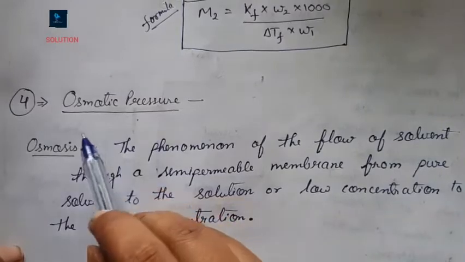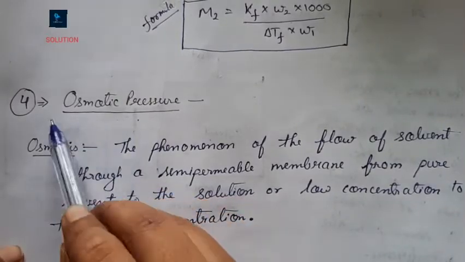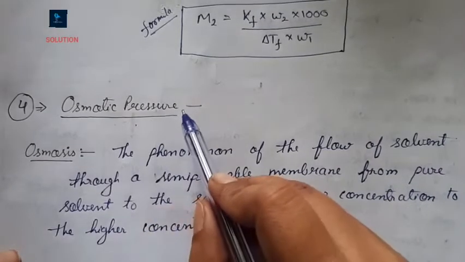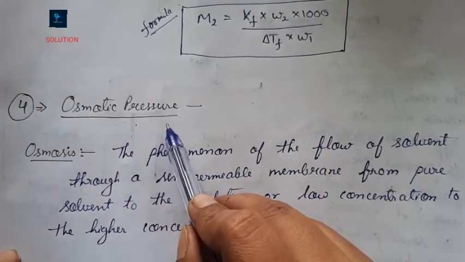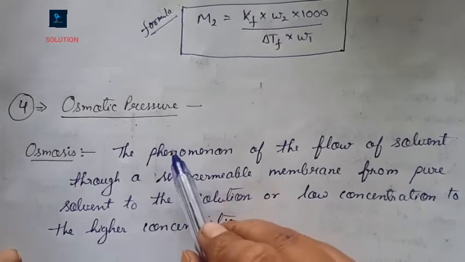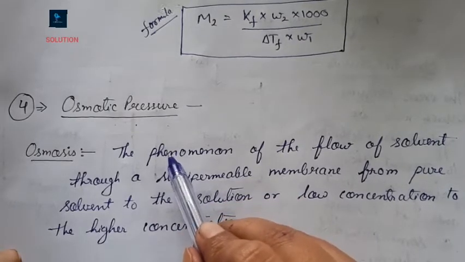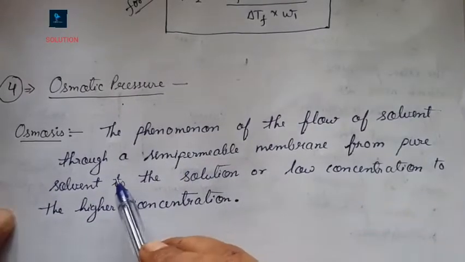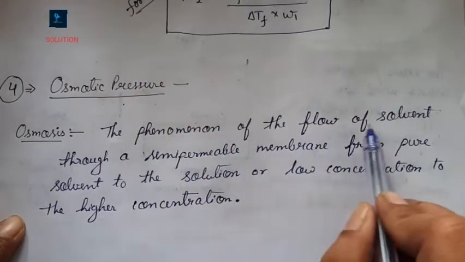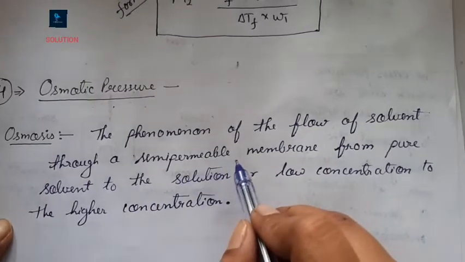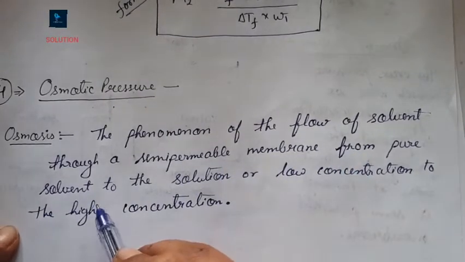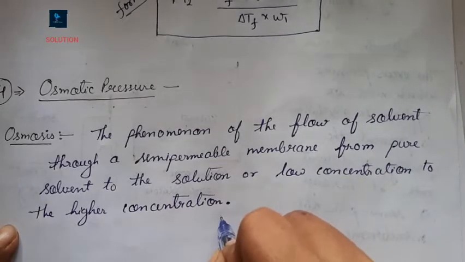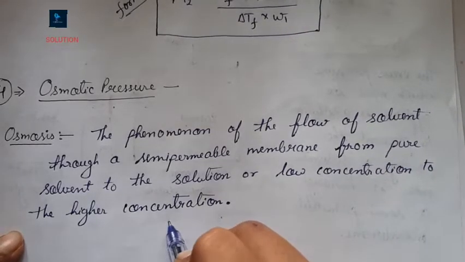Now, the last colligative property is osmotic pressure. Before I come to the fourth property, that is osmotic pressure, let us know about osmosis, why it is important. What is osmosis? The phenomenon of the flow of solvent through a semi-permeable membrane from a pure solvent to the solution, or from a low concentration to a higher concentration, is called osmosis.